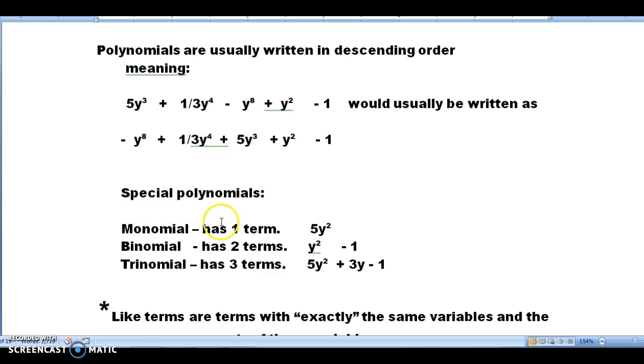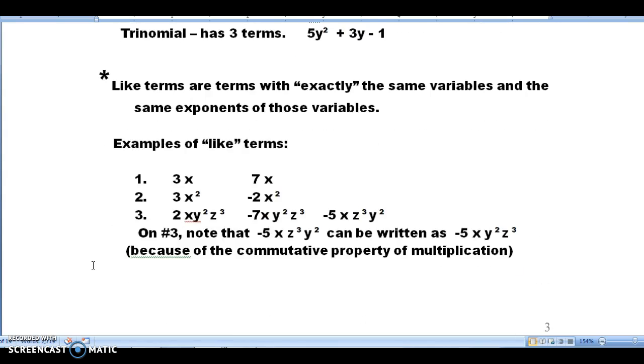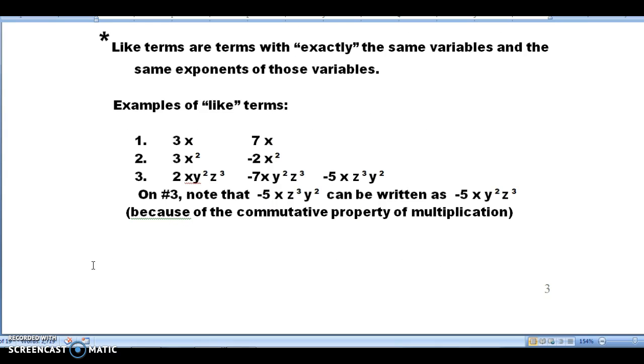Special polynomials, like monomial, it has one term, so it would be 5x or 5y squared. A binomial, like a bicycle, has two terms, y to the 2nd minus 1. A trinomial is like a tricycle, has 3 terms, as the example here has. Like terms are something that's very, very important to what we're going to be doing for addition.